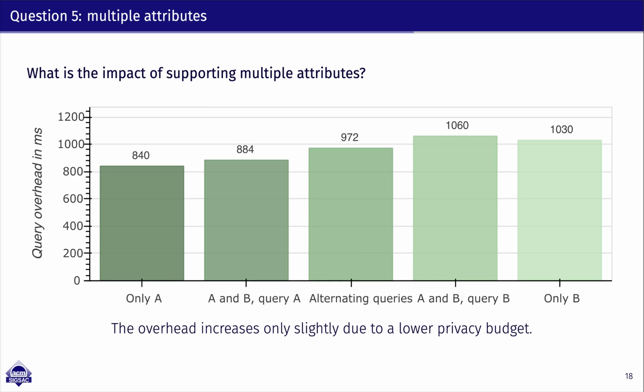Finally, how well does Epsolute support multiple attributes? We generated 2 attributes with different domains and ran queries against only A, only B, and against both attributes in alternating fashion. We split the budget in half as per the composition theorem, and as you may see, the overhead increased only slightly due to a lower privacy budget.